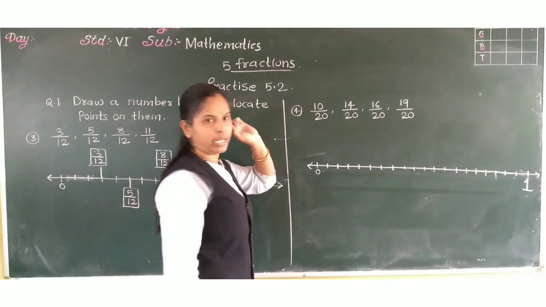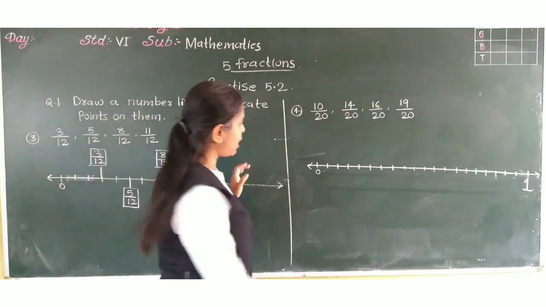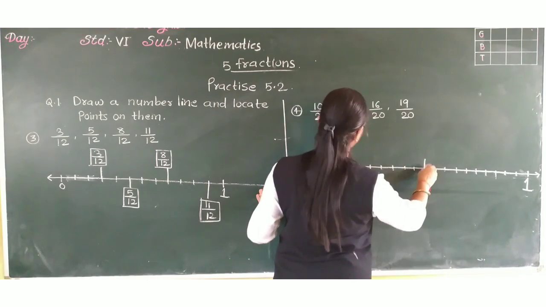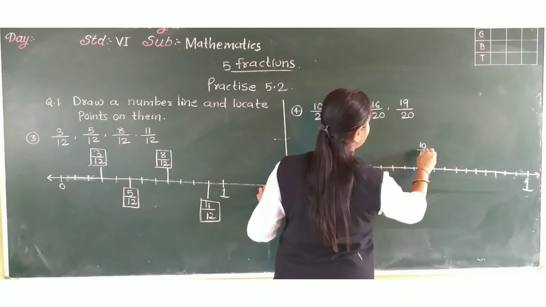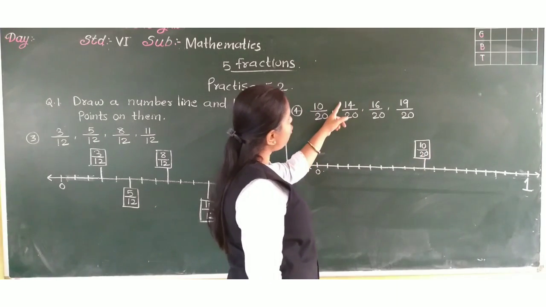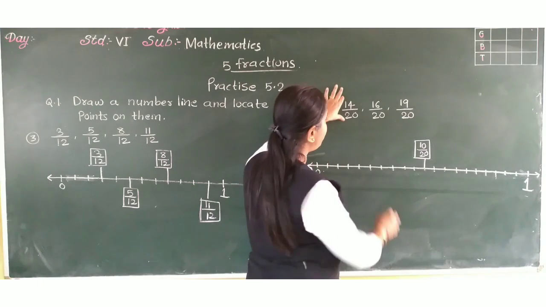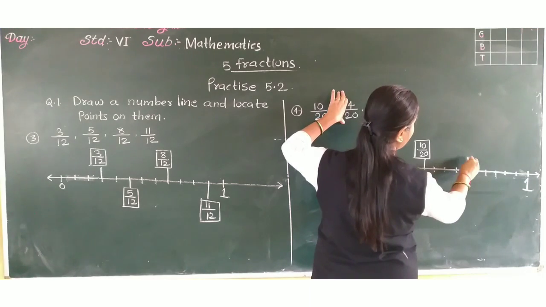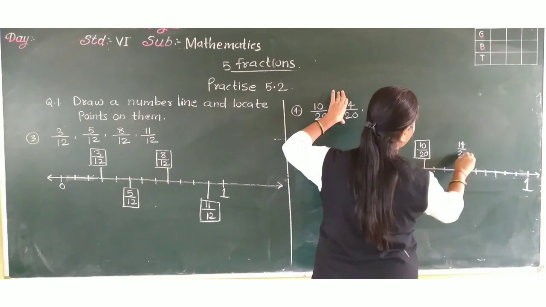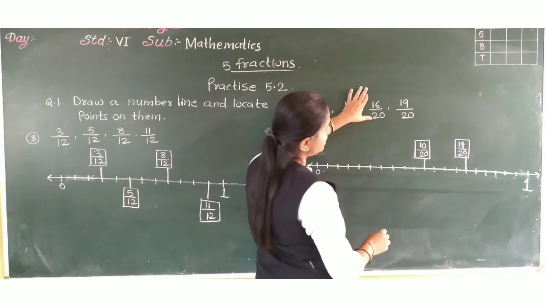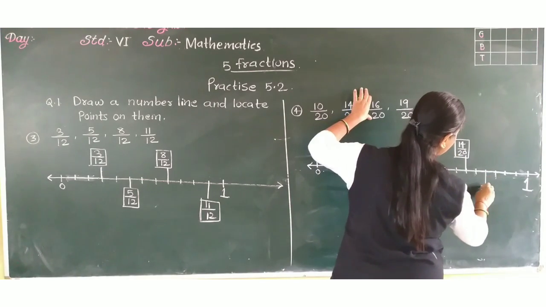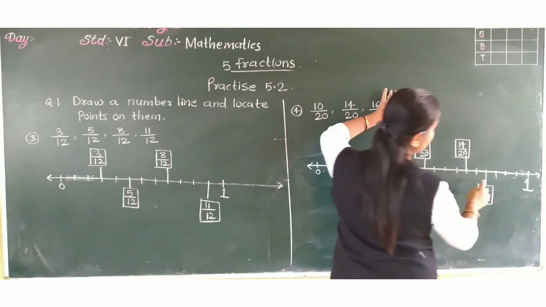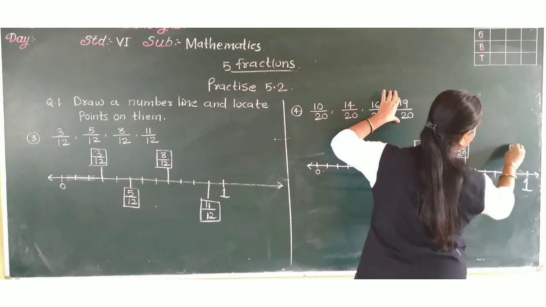So now 10 upon 20. 10 means after 0, 10th line. That is 1, 2, 3, 4, 5, 6, 7, 8, 9, 10. Here, this is 10 upon 20. Okay. Next, 14 upon 20. So, after 0, 14th line, this is 10, no? 11, 12, 13, 14. So here, 14 upon 20. Then 16 upon 20 means 15, 16, this. 16 upon 20. Then 19 upon 20, that is 17, 18, 19. Here.